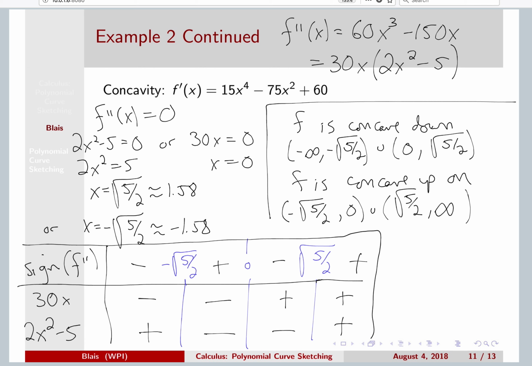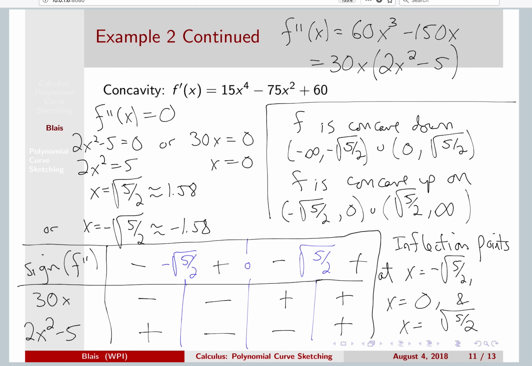And this means we have inflection points at all of these values. x equals minus root 5 over 2, x equals 0, and x equals root 5 over 2. And to get the y values, you can plug these in to the original function.